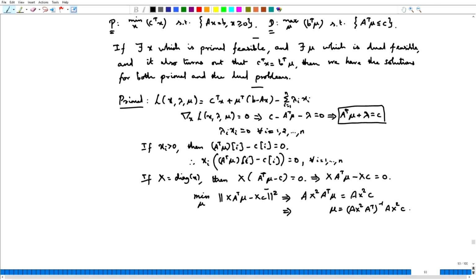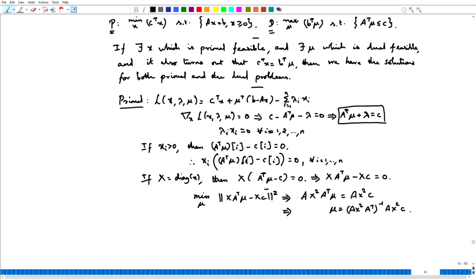If x is the solution, then you will satisfy X A transpose mu minus X c equal to 0, that means A X squared A transpose mu equal to A X squared c. Thus, you will actually get mu such that X into (A transpose mu minus c) is equal to 0.